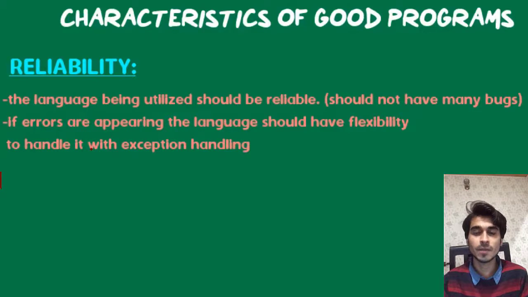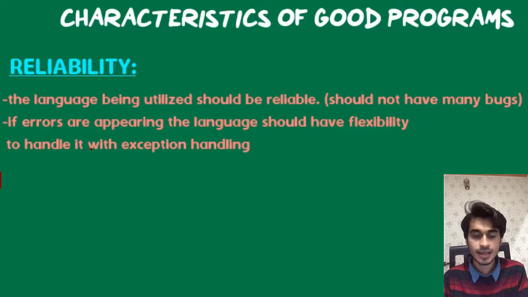Next up we have reliability. It means the language should be dependable. It shouldn't have many bugs. If errors are appearing in the language, then it should have the flexibility to handle them through error handling or exception handling. So now let me show you some examples.